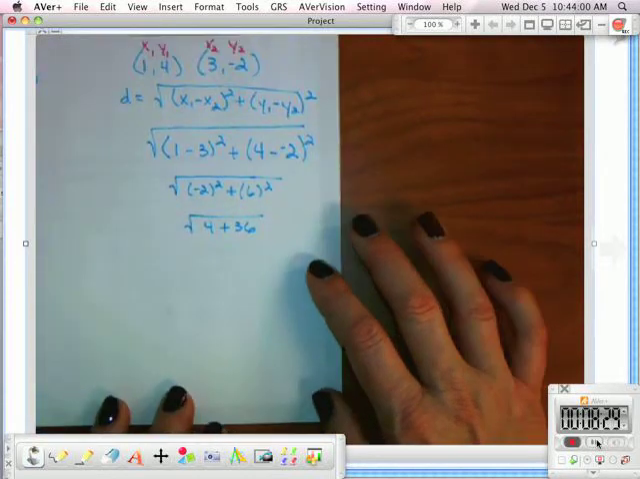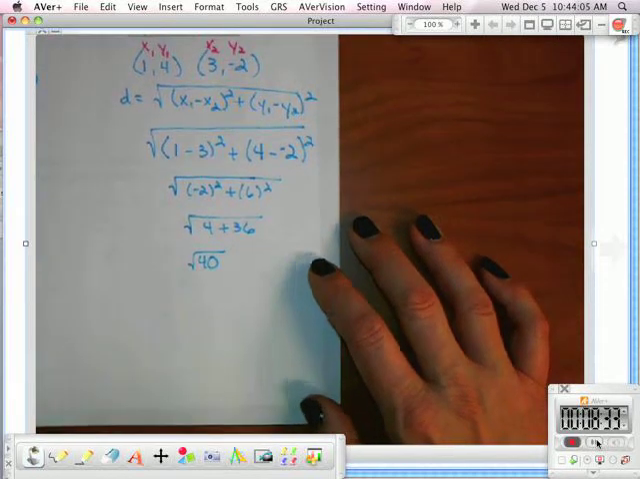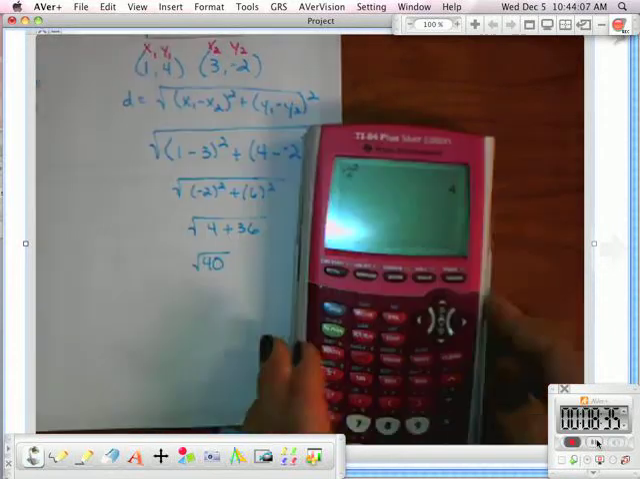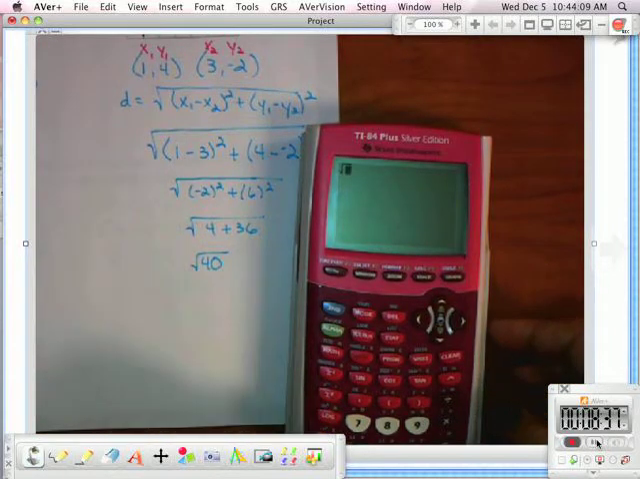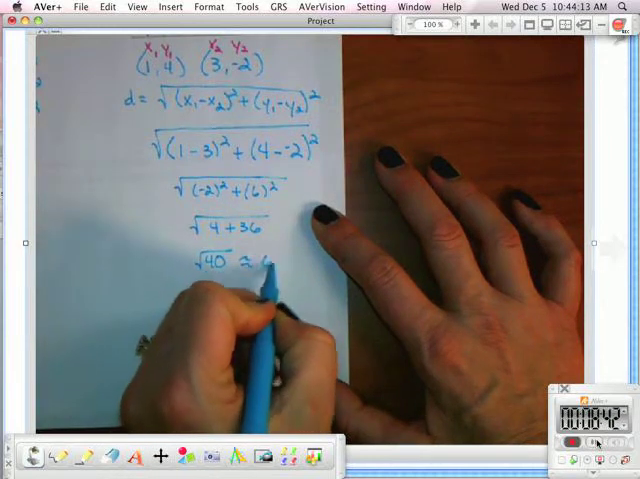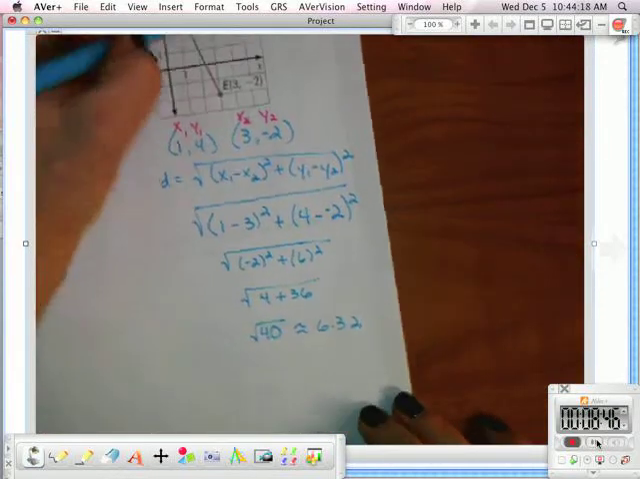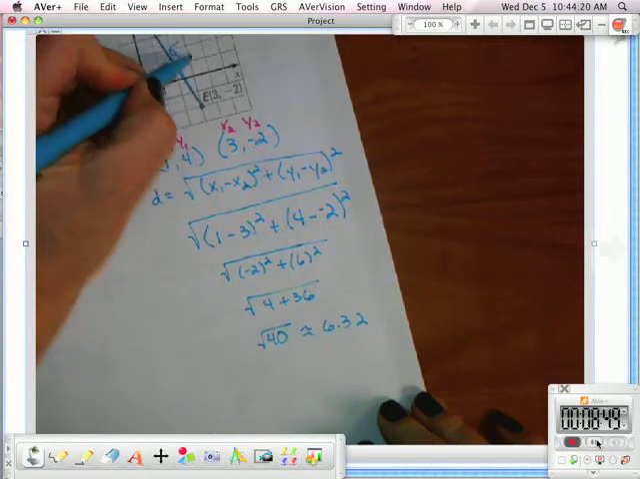All right? Square root of 40, which is, I don't have it. Let's do it. Square root of 40. 6.32. Is this a Pythagorean triple? No. So this distance here is 6.32.